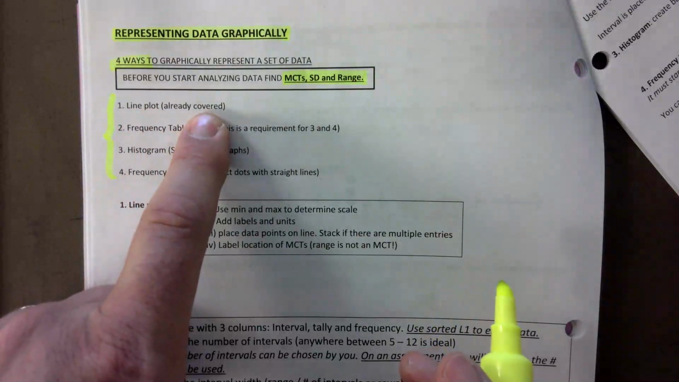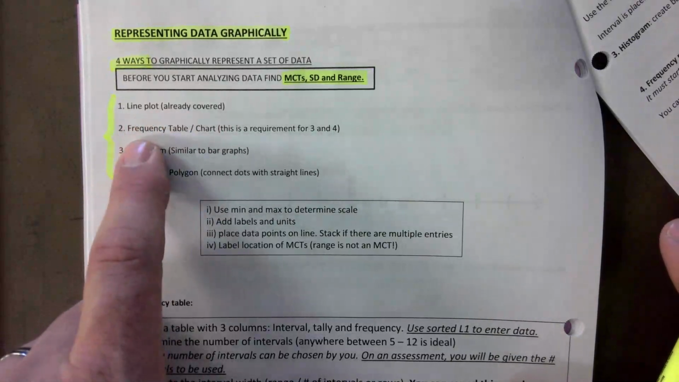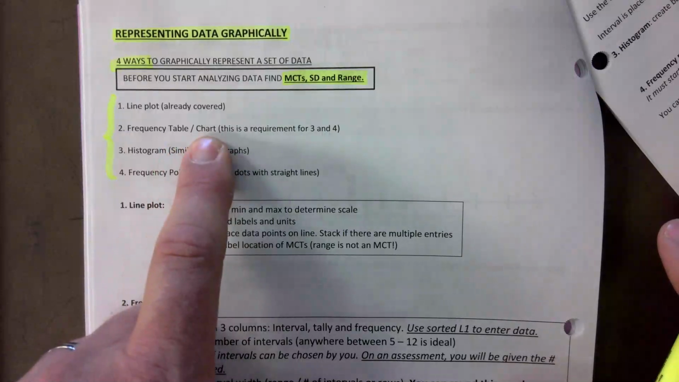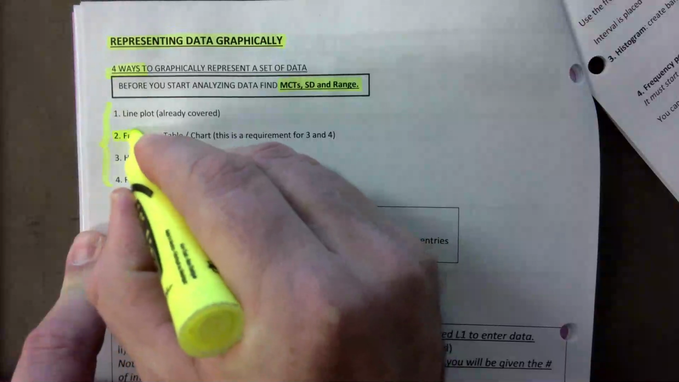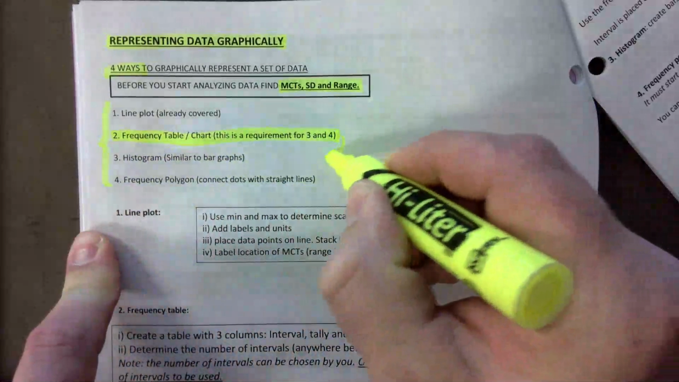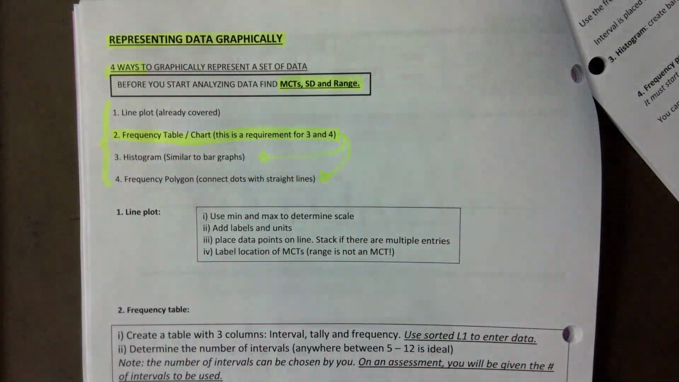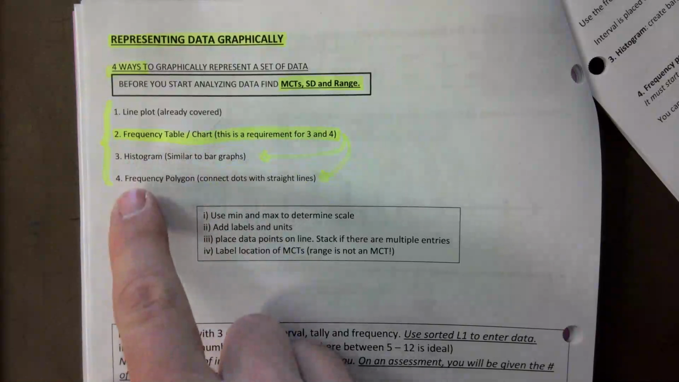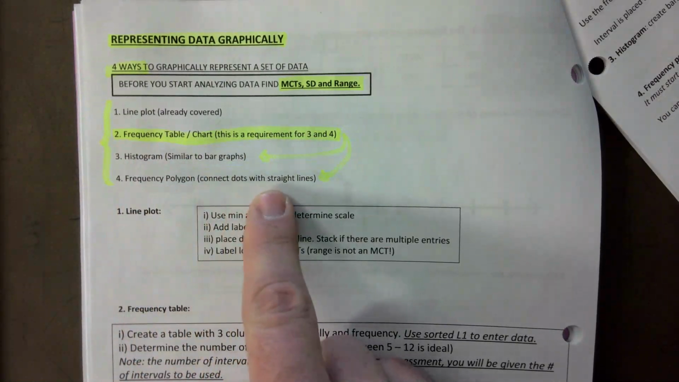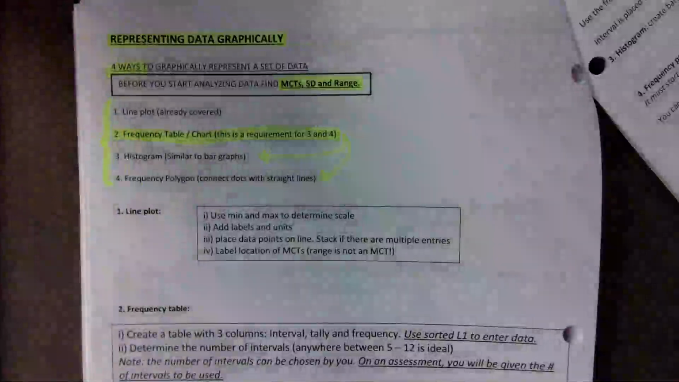Line plots, we've already done that. I would review that for tomorrow if I were you. Then frequency tables or frequency charts. This is a requirement for 3 and 4, so you need this one in order to be able to do the 2 that follow it. Then we have a histogram, which is similar to bar graphs, and a frequency polygon, which connects the dots with straight lines. We're actually going to do them on the same graph.